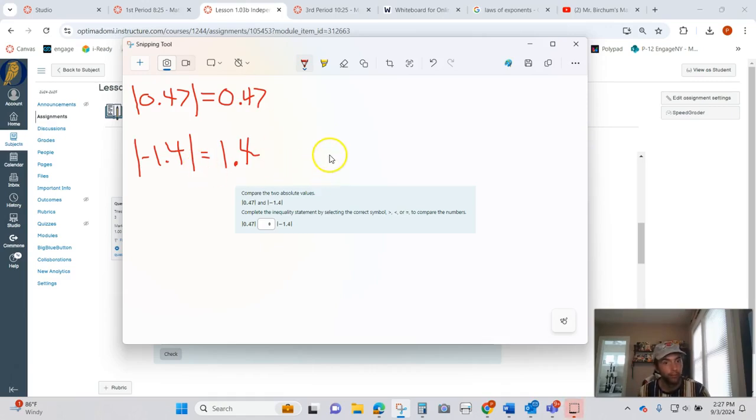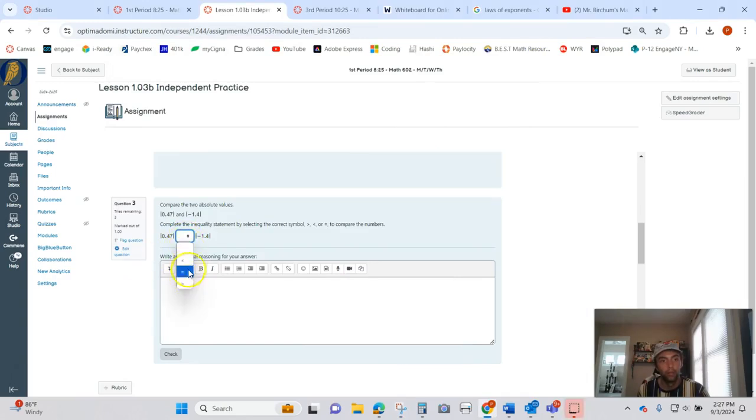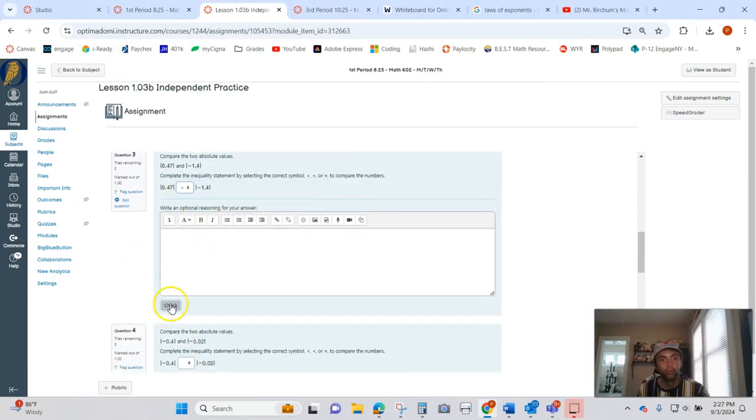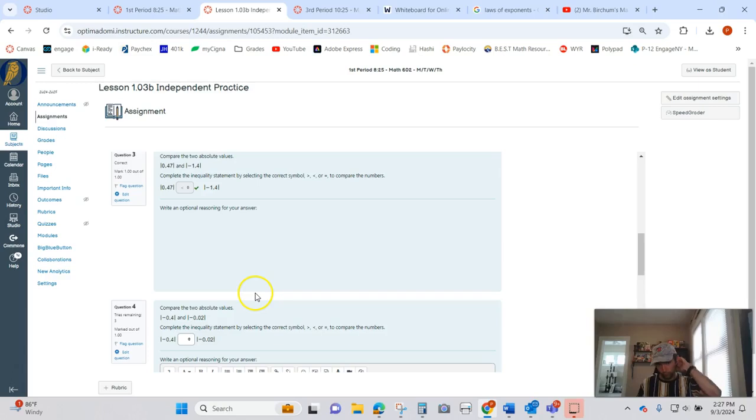So what's bigger, 0.47 or 1.4? Yep, 1.4 is bigger because 1 is bigger than 0. So this is bigger, meaning the alligator mouth for me will be eating absolute value of negative 1.4. Alligator mouth. Awesome.